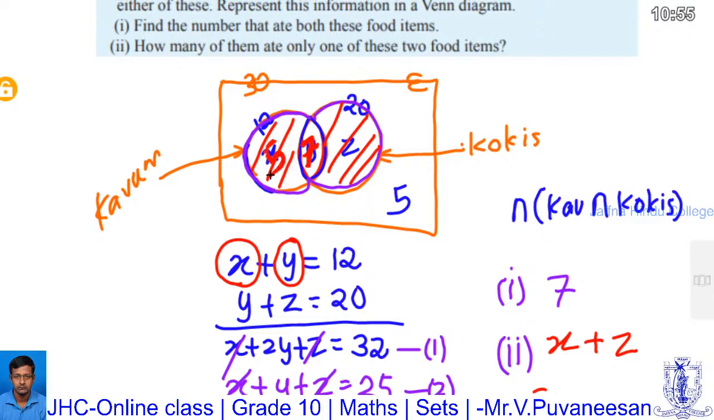Like this, in the other circle, cookies, the whole circle contains 20 members and this region is 7, so z is 13. So x plus z, 5 plus 13, is 18. 18 members ate only one of these two food items.